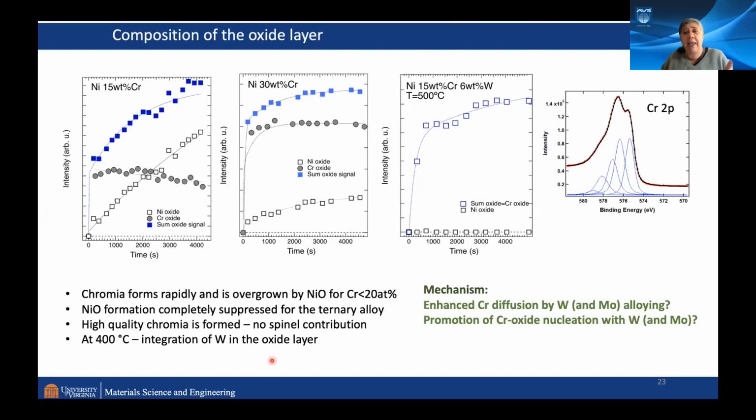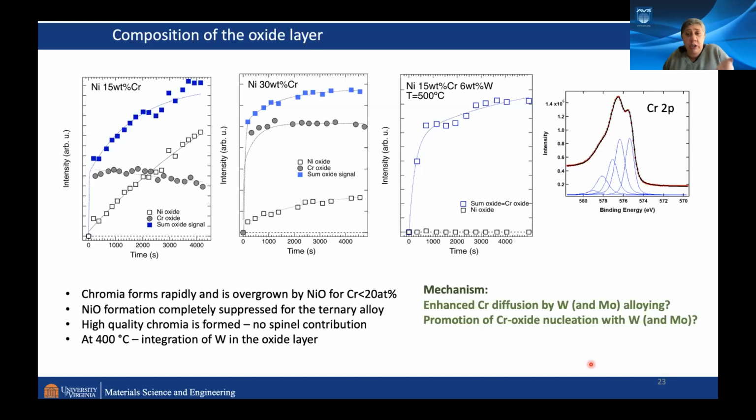So why? Why does this happen? I mean, it's so massive. This is not just a percent effect. This is very dramatic. So 2 explanations come to mind. Either something happens in the bulk if you add tungsten, which promotes massively the diffusion of the chromium, so you don't run out of chromium and you move into the thermodynamically preferred pathway. Or the chromium oxide nucleation is promoted at the surface by having tungsten and molybdenum there.